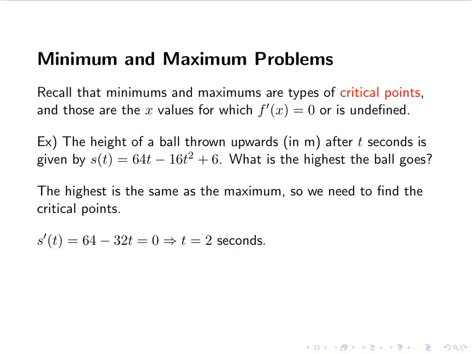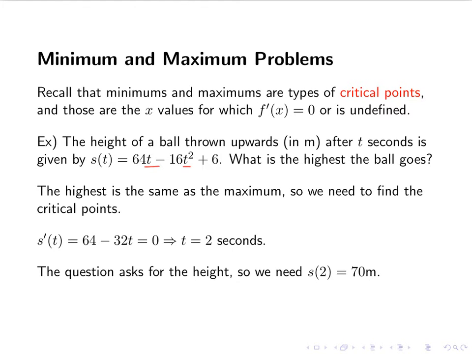Now we go back to what the question is asking. If the question was, at what time does the ball hit its highest point, then our answer would be 2 seconds. But the question is, what is the highest the ball goes? The highest is the position, in meters, so I want the value of the function itself, not just t. To answer the question, I plug 2 into my function. So s of 2, hopefully you'll get 70. Every t becomes a 2, and you should get 70. The units are meters, so the highest the ball goes is 70 meters.